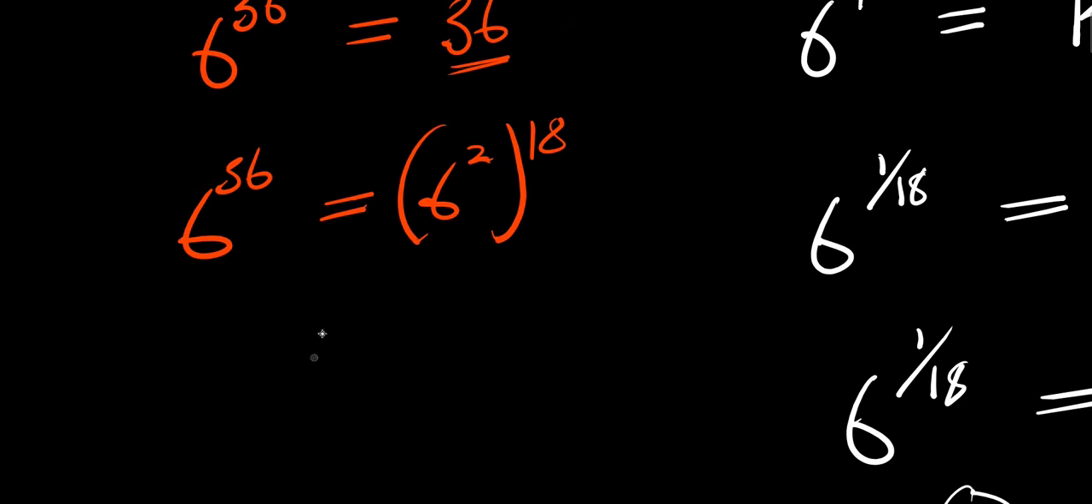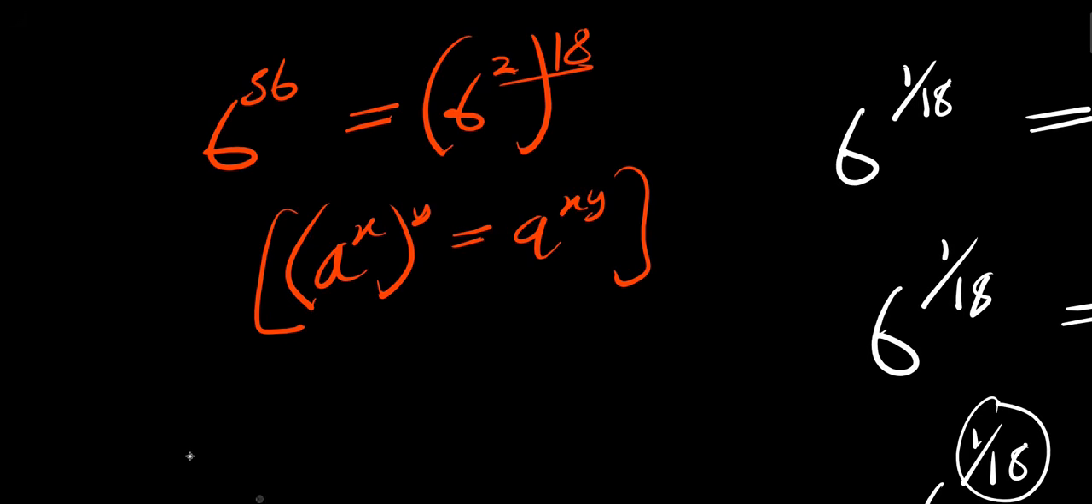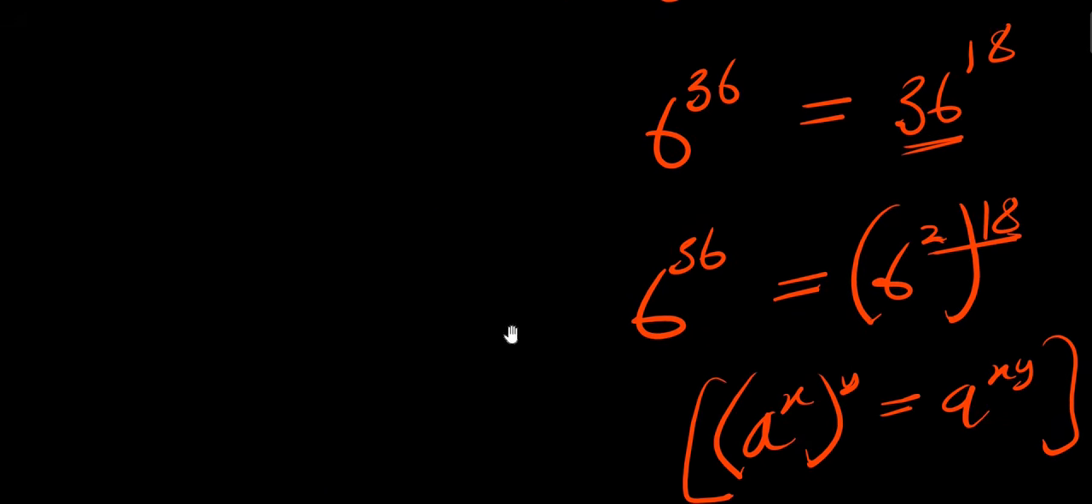And remember, a power x power y equals a power x times y. Multiply these two exponents. You have 6 power 36 equals 6 power 2 times 18. That is 36 as well. This and this are the same. If you want to also compare these, this is 6 power 36 equals 36 power 18.